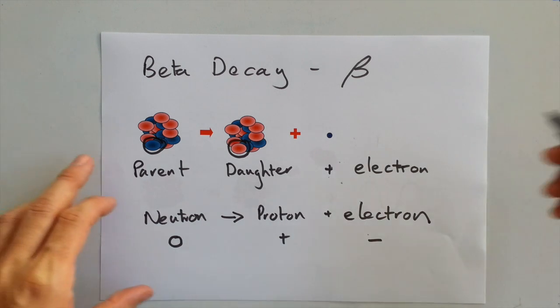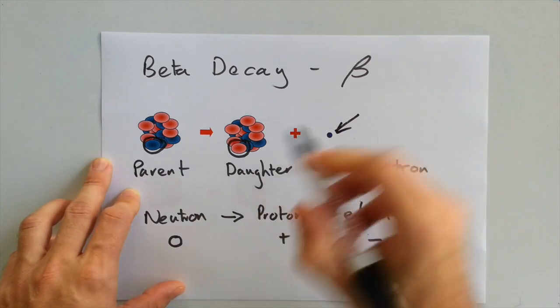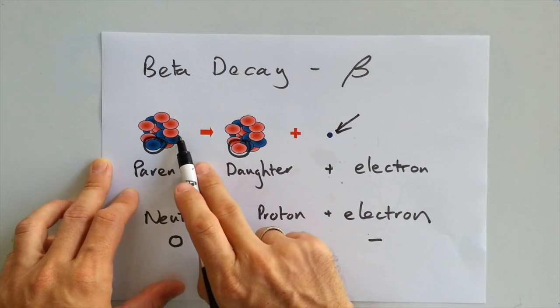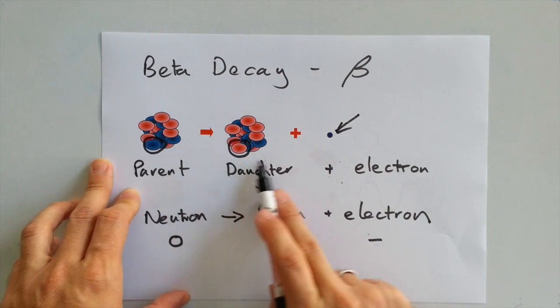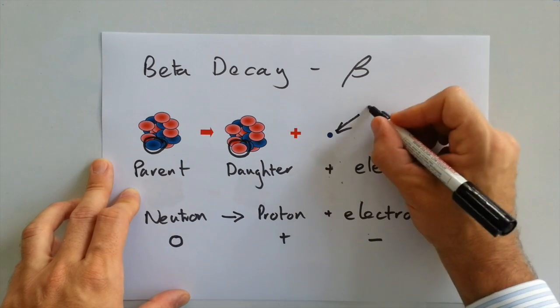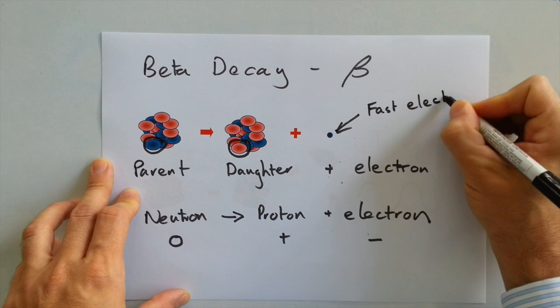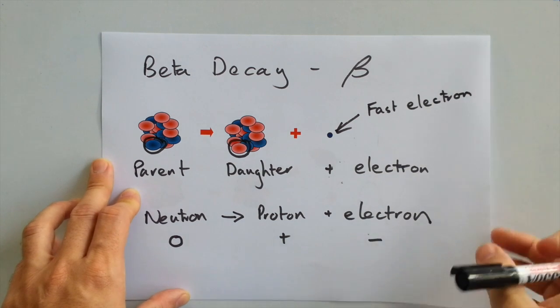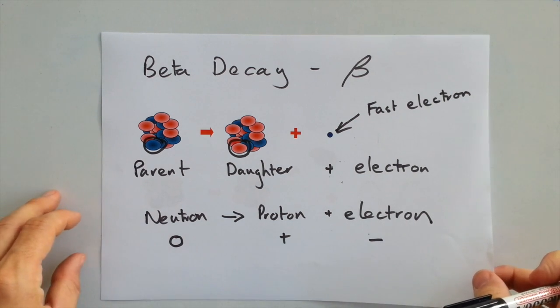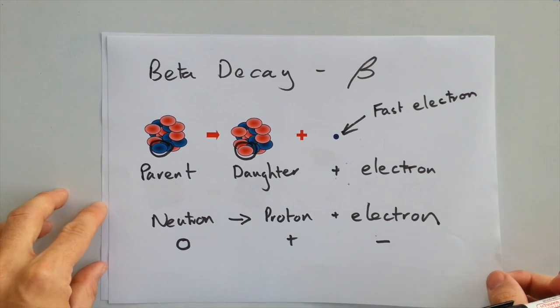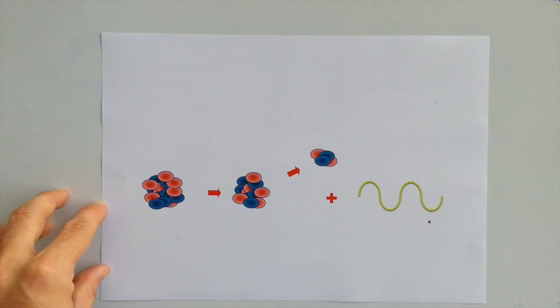So let's just really quickly make sure we remember this one now. Unstable nucleus breaks down to make a more stable daughter nucleus and fires off, like a bullet, a fast electron. So beta decay, the beta particle is an electron. Very, very small, very, very fast.